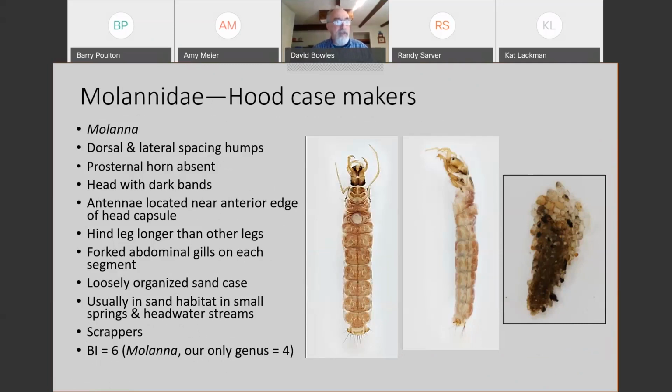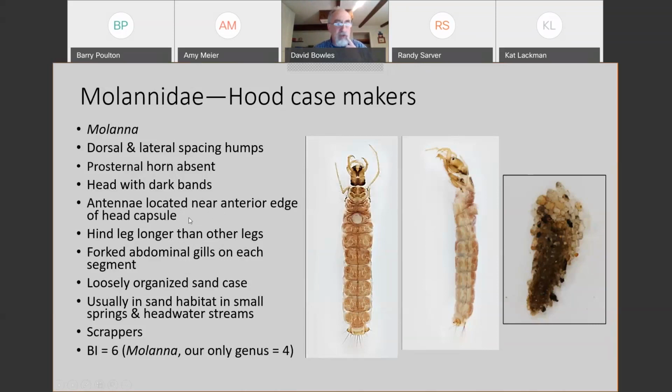Oh, the Molannidae. You have to love these guys. They're such novel little insects. We have 2 species in the Ozarks of Molanna. They have very prominent dorsal and lateral spacing humps. They do not have a prosternal horn. The head has dark bands that are somewhat reminiscent of what we saw in the Phryganeids. But if you do get these and you're confused, remember the Phryganeids had a very prominent prosternal horn with the head stripes. These have prominent head stripes, but no prosternal horn. And then just the general size is a dead giveaway.